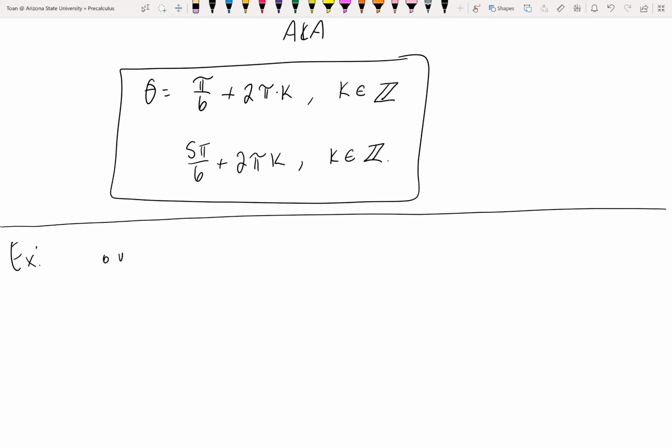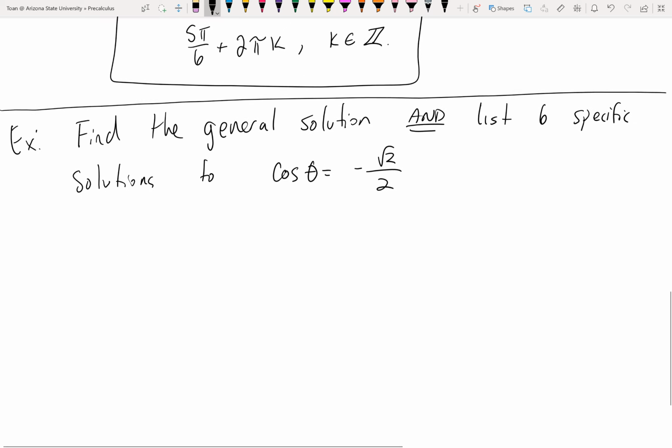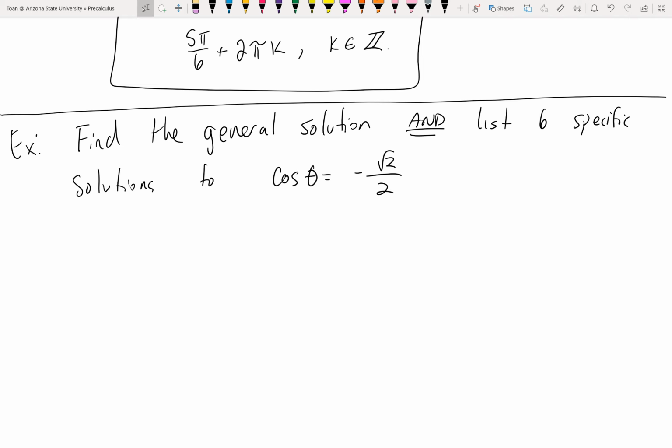or let me rephrase it this way. Find the general solution and, so this is a two-parter, list 6 specific solutions to cosine of theta equals negative radical 2 over 2. So I picked this example because the instructions changed a bit. It asks you to list specific examples, and because I tossed in a negative there.